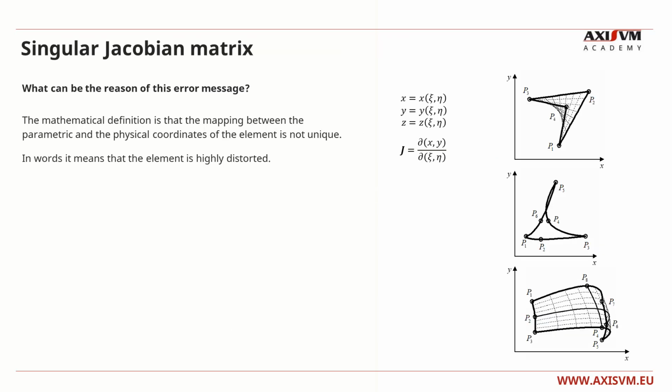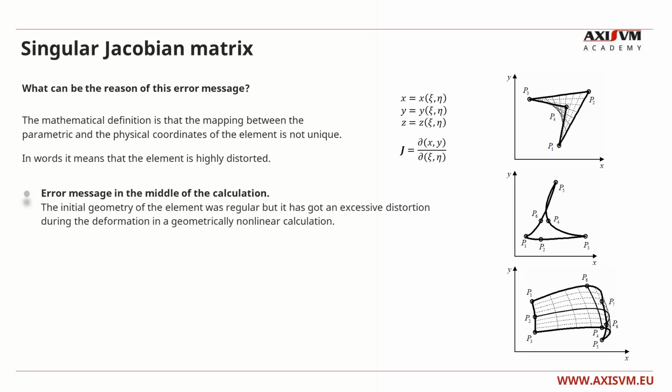In the last slide, I deal with the runtime error message of singular Jacobian matrix. This topic arose as a question in the preliminary query of this academy session. The question is, what can be the reason for this error message? The mathematical definition is that the mapping between the parametric and the physical coordinates of the element is not unique. In words, it means that the element is highly distorted.